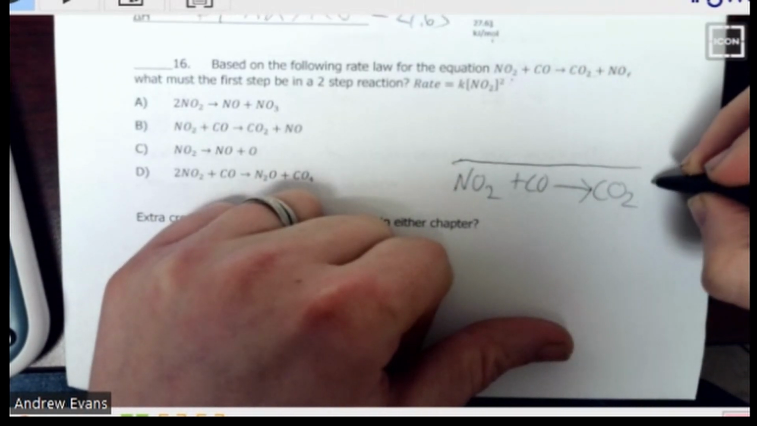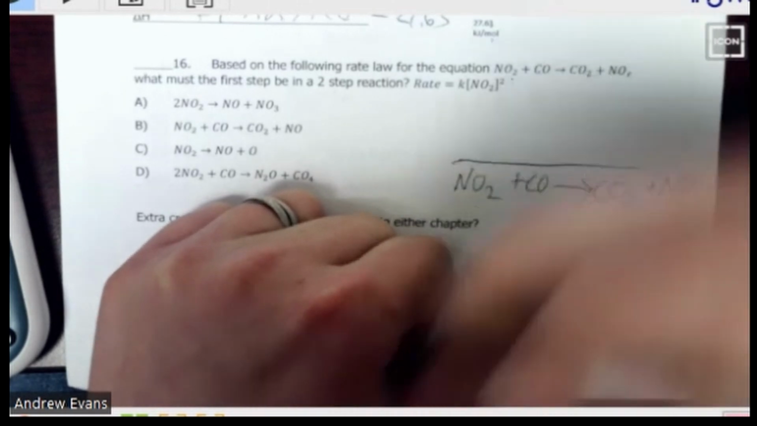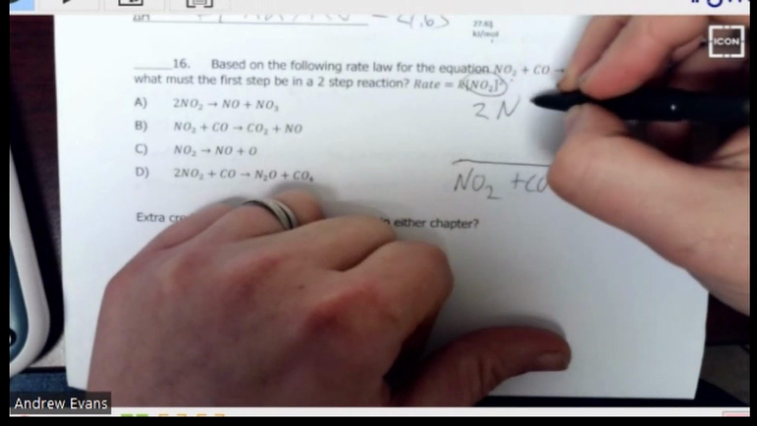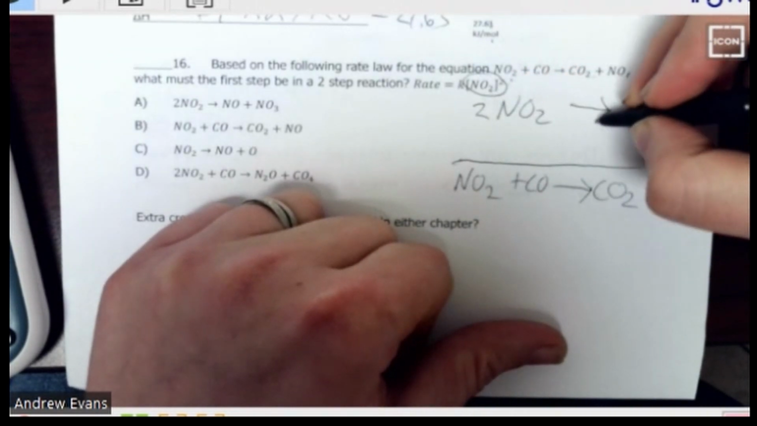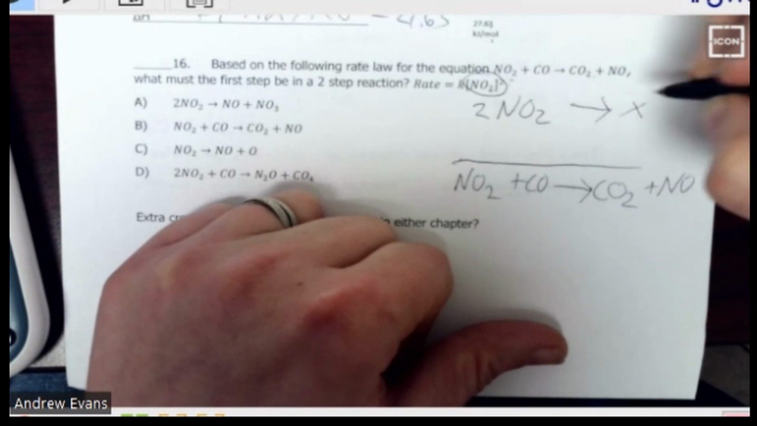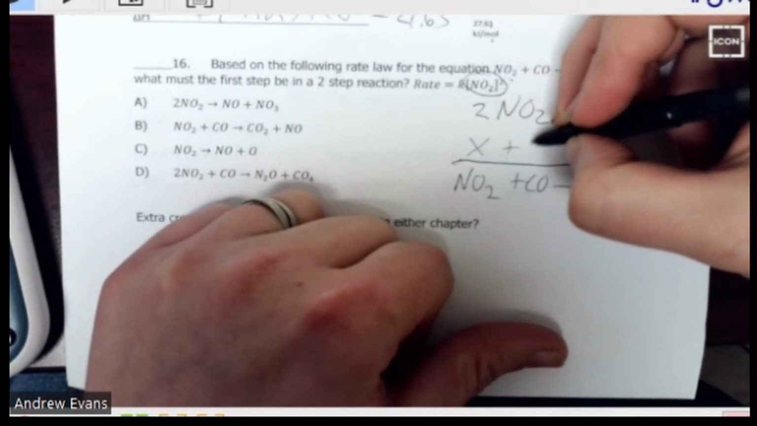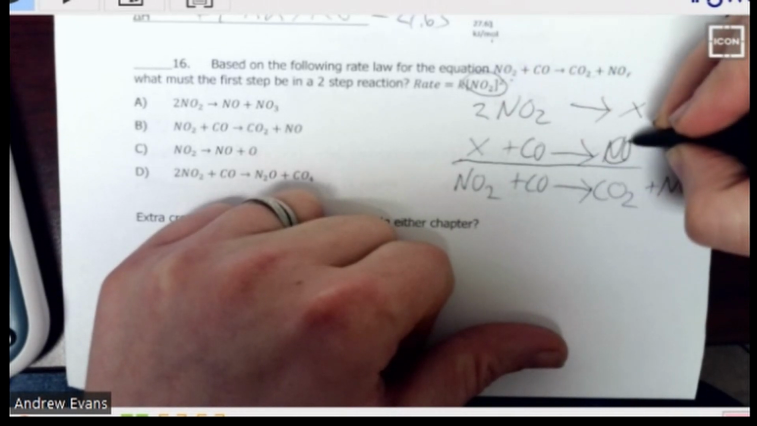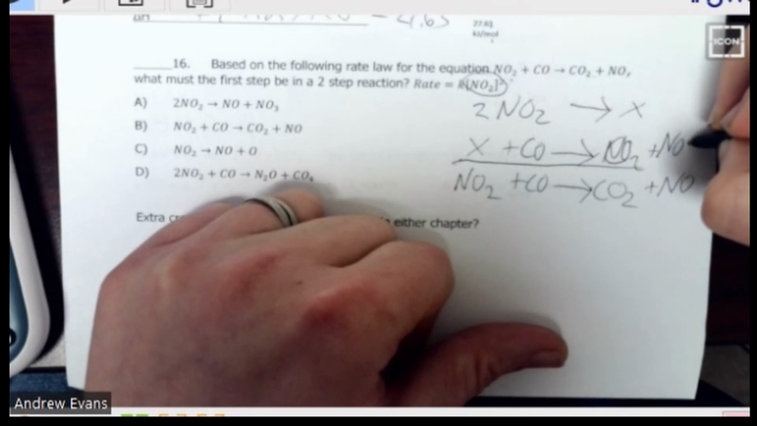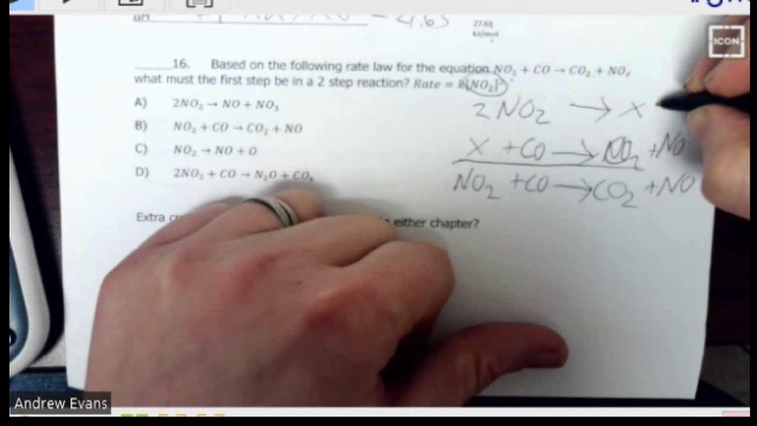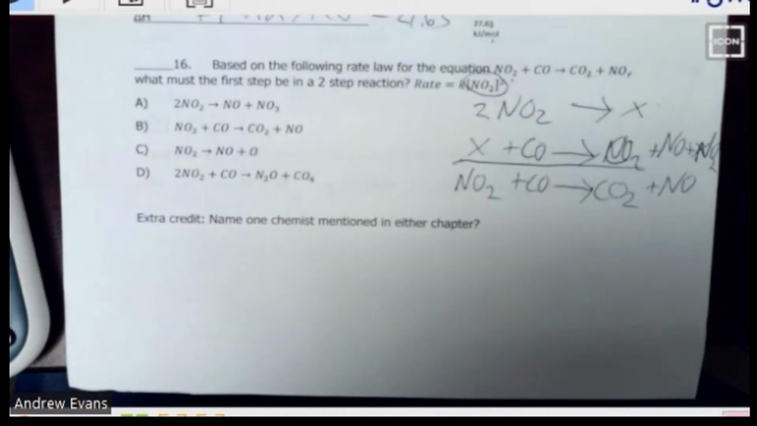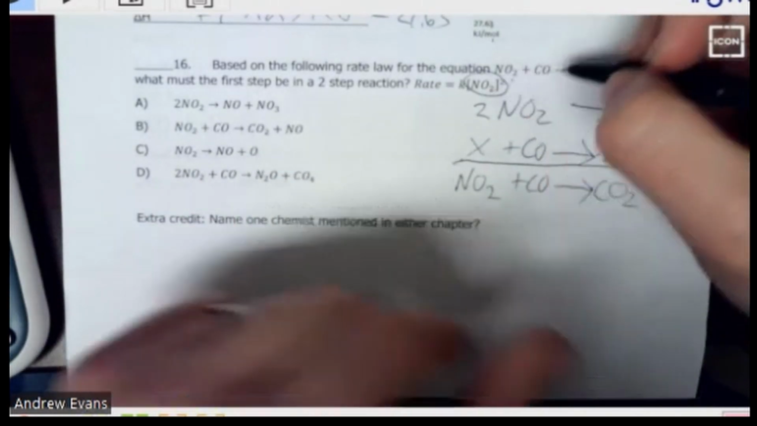But the fact that the equation has 2 NO2s means that step 1 is probably something like this. We'll just call it X. And then X plus CO goes to NO2 plus NO, and X or some NO2 again. Who knows?